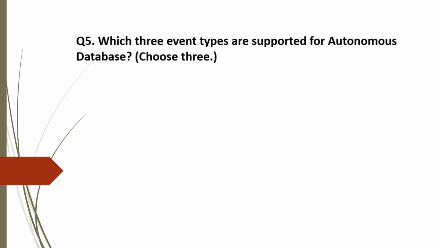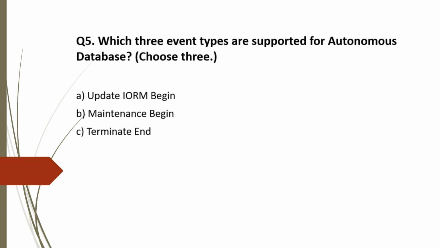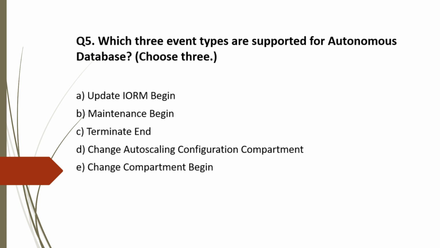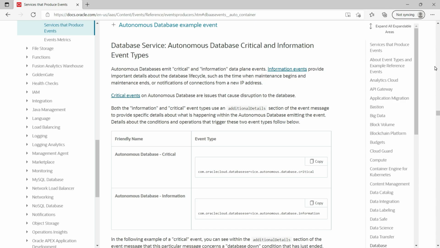Question 5. Which three event types are supported for autonomous database? And the options are A, update IORM begin, B, maintenance begin, C, terminate end, D, change autoscaling configuration compartment, and E, change compartment begin. First, see what event types are supported for autonomous database.